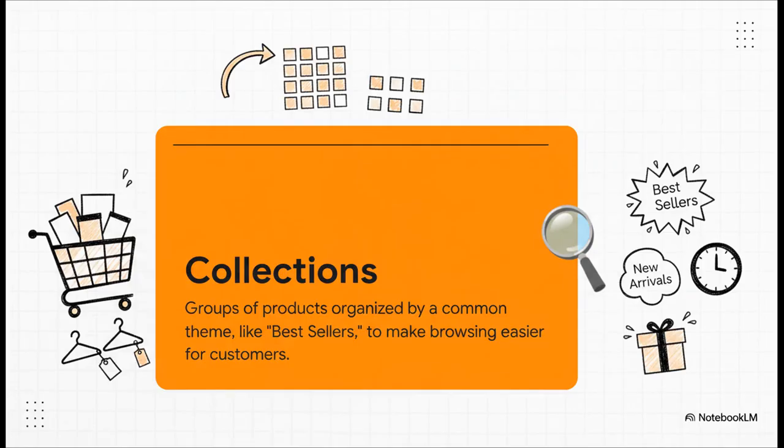So you've got products, but what are collections? Honestly, the best way to think about them is like the aisles in a grocery store. They're just groups of products you put together. You could have a new arrivals collection, a bestsellers collection, whatever makes sense. It just helps organize your store and makes it way easier for people to shop.